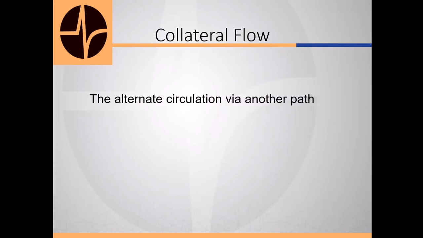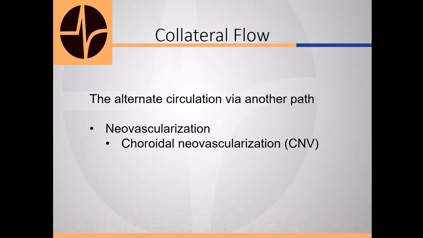We're going to talk about the collateral flow now, out of the EEG stuff into real life. Collateral flow is just an alternative circulation via another pathway, such as neovascularization. An example of this is choroidal neovascularization, which is the creation of new blood vessels in the choroid layer of the eye, which is a common cause of neurovascular degeneration, myelopathy. So the body has started making new pathways.